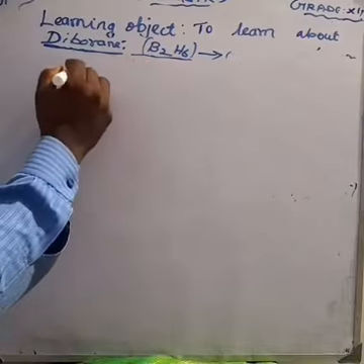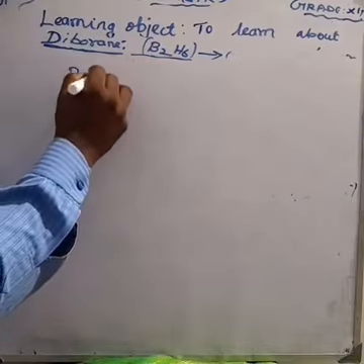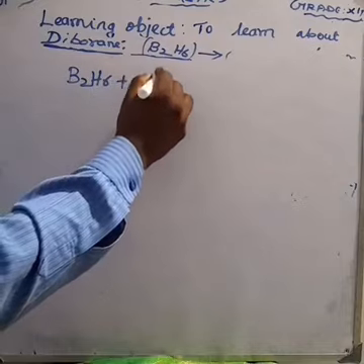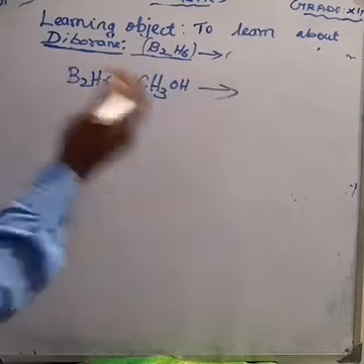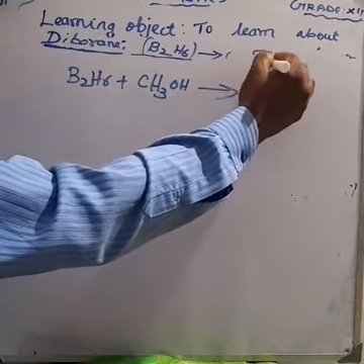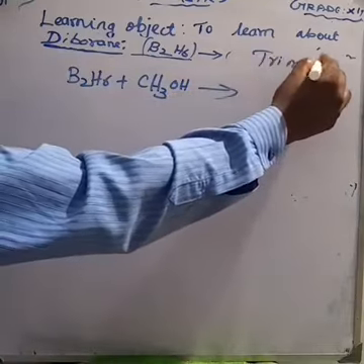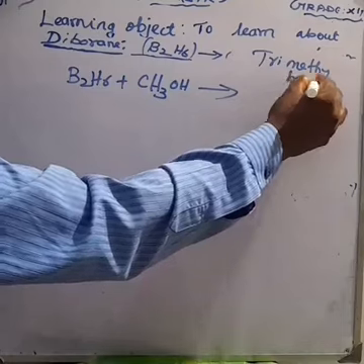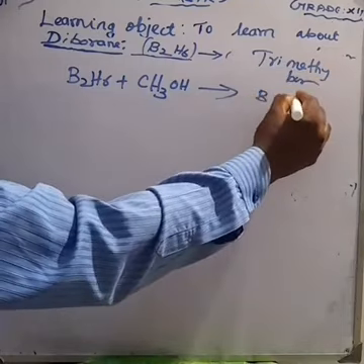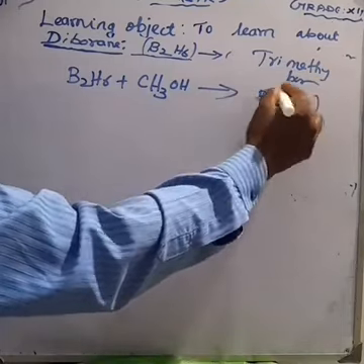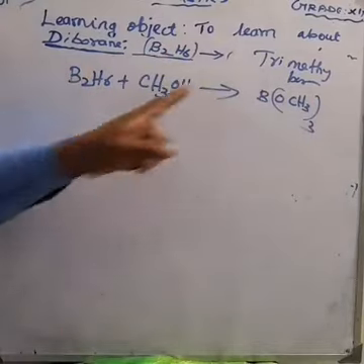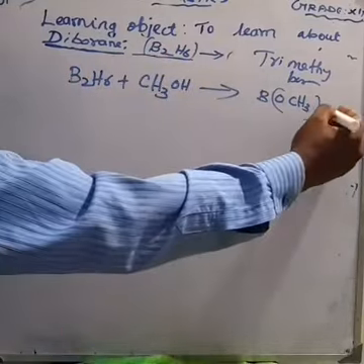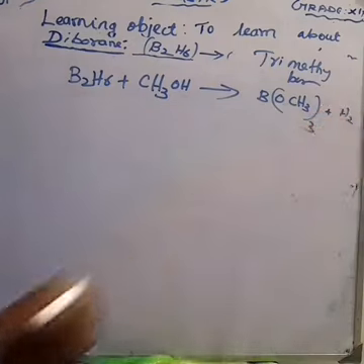B2H6 reacts with methyl alcohol, CH3OH. We get one of the important compounds called trimethylborate. What is the formula? B(OCH3)3. Trimethylborate, B(OCH3)3, and also we get hydrogen.